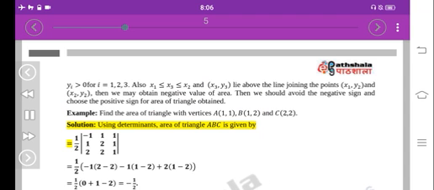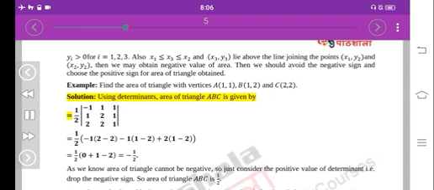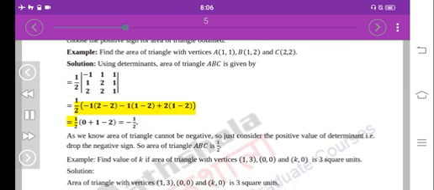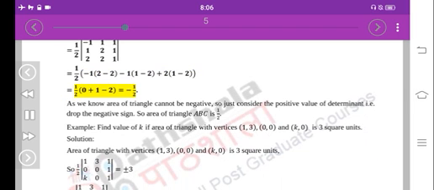Solution. Using determinants, area of triangle ABC is given by 1/2 times the determinant with rows minus 1, 1, 1; 1, 2, 1; 2, 2, 1. Equals 1/2 [minus 1(2 minus 2) minus 1(1 minus 2) plus 1(2 minus 4)] equals 1/2 (0 plus 1 minus 2) equals minus 1/2. As we know, area of triangle cannot be negative, so just consider the positive value of determinant, that is, drop the negative sign. So area of triangle ABC is 1/2.